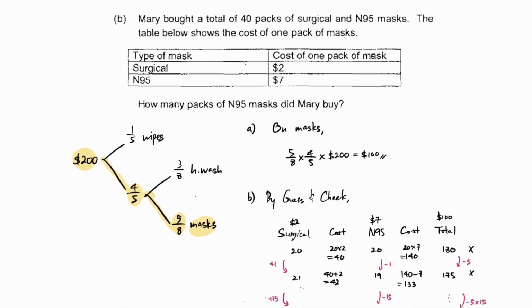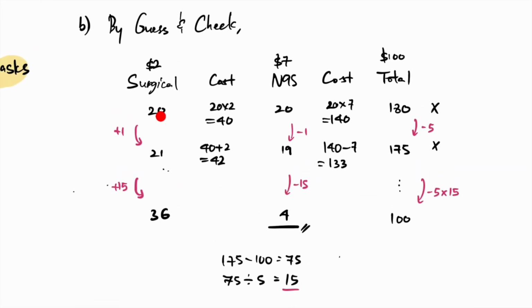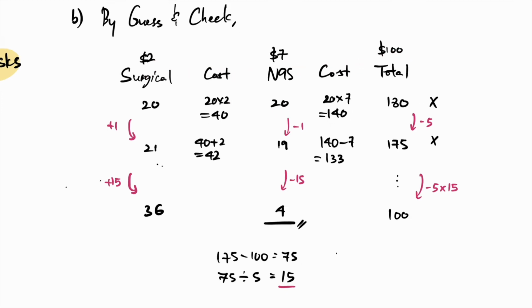Mary bought 40 packs of these two types of masks. Oh, we are focusing on the $100 then. And the cost of one pack is this, each item is this. How many of this did she buy? We can use guess and check. Basically, we know that $100 was spent in total and 40 packs were obtained. As long as we guess such that, I started out with 20 because the total must be 40. So surgical 20, N95 20, each is $2, each is $7, and the total we're looking for is $100. So we can just play around.